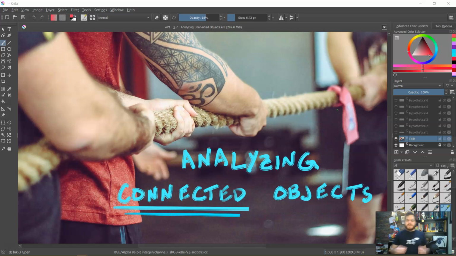Alright, AP Physics 1, this is our final lesson on Unit 3, Forces and Newton's Laws. And today we're going to be specifically analyzing connected objects, objects that are physically connected to one another.